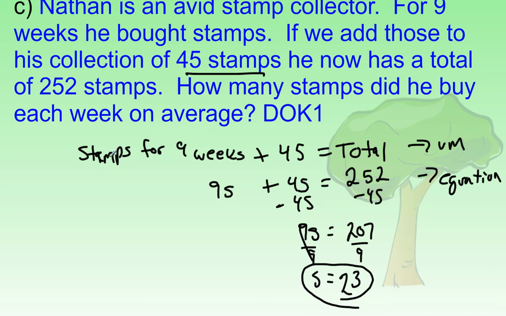Because if he collected 23 stamps a week times 9 weeks, that would give us 207, and then you add the 45 stamps he already had, gives you the total of 252. So there's my check of the math. It all makes sense. 23 is our solution.